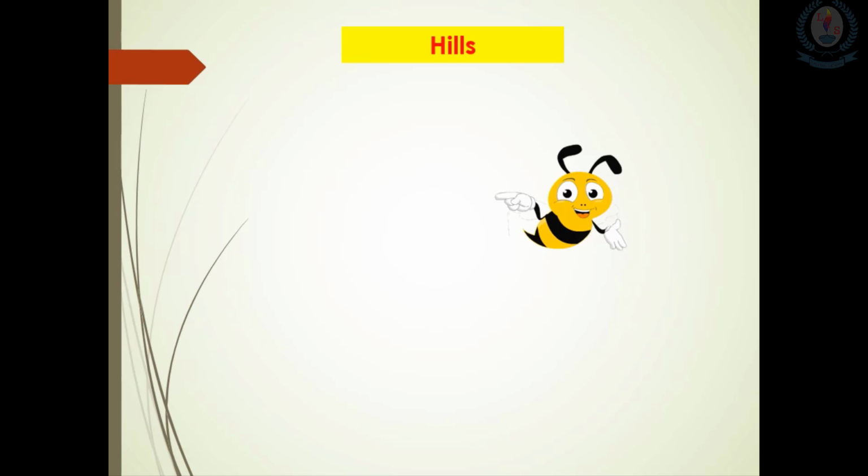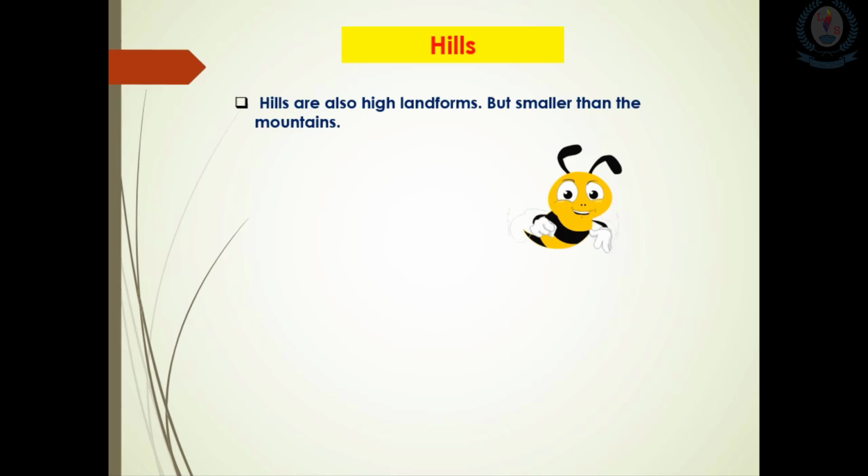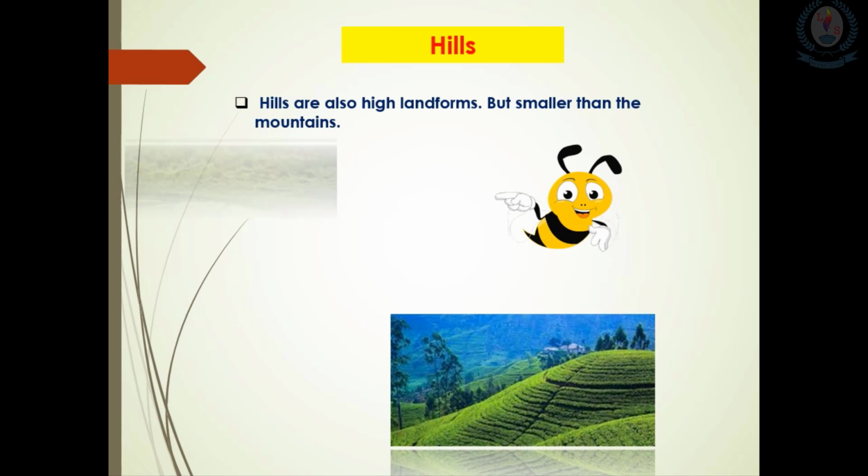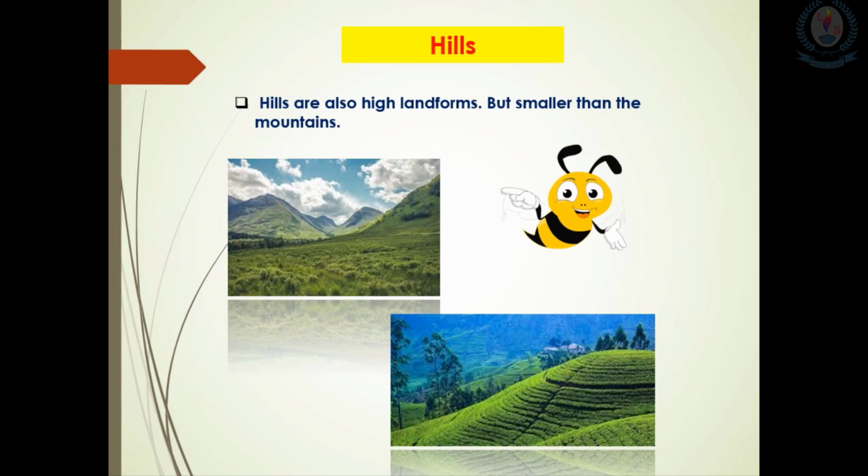Children, the next landform is hills. Hills are also high landforms, but smaller than the mountains. Children, tell me, what is the difference between hills and mountains? Yes, mountains are very huge and very big, but hills are smaller than the mountains. Okay, you can see some pictures of hills here.